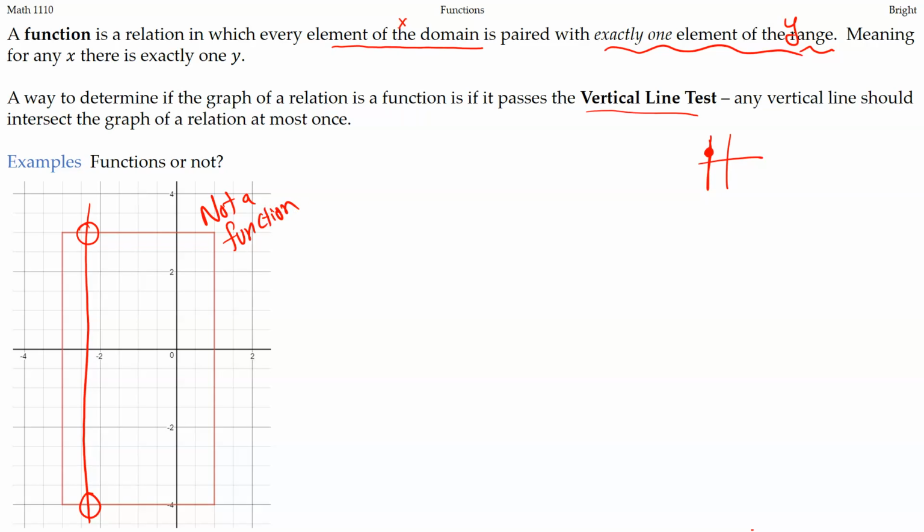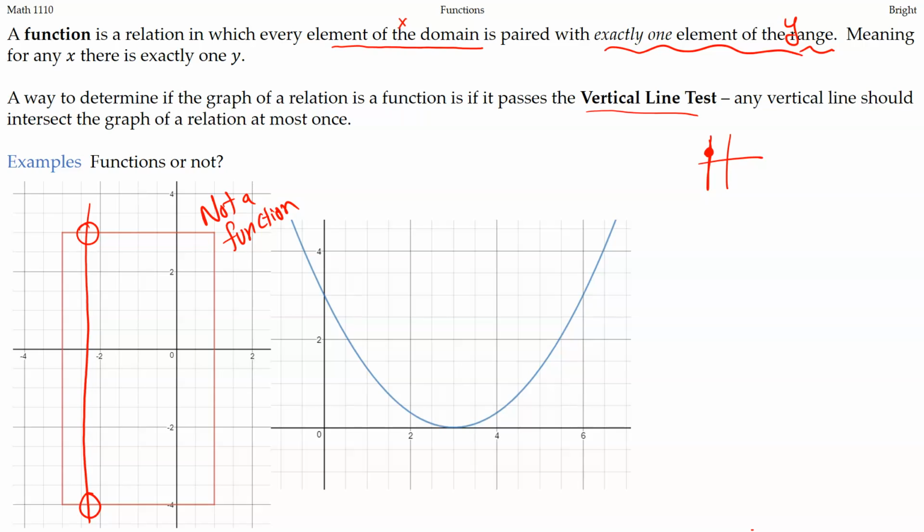Okay, the next one we're going to encounter is a little different. You might recognize the shape, but I'm going to say we don't know the shape right now. And so I look at vertical lines at various places, and it looks like every vertical line that I draw intersects the graph at most once. So this is going to be a function.